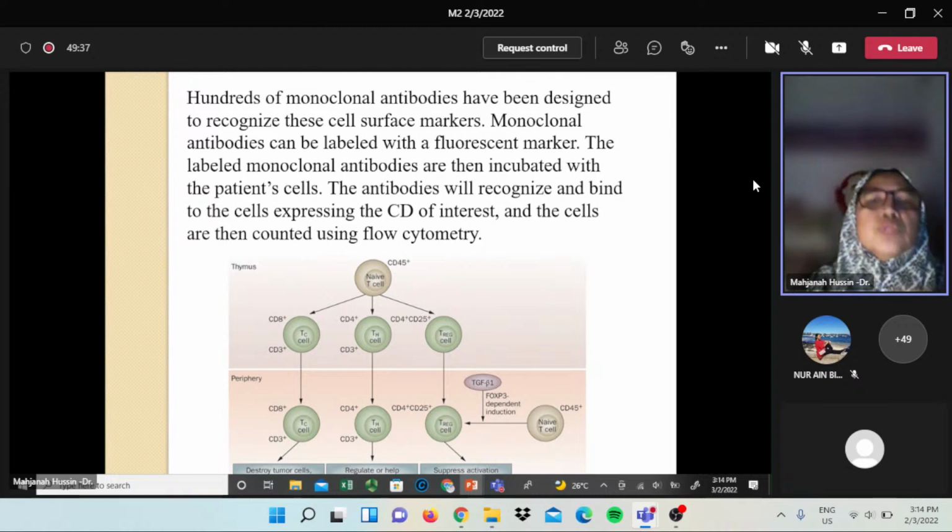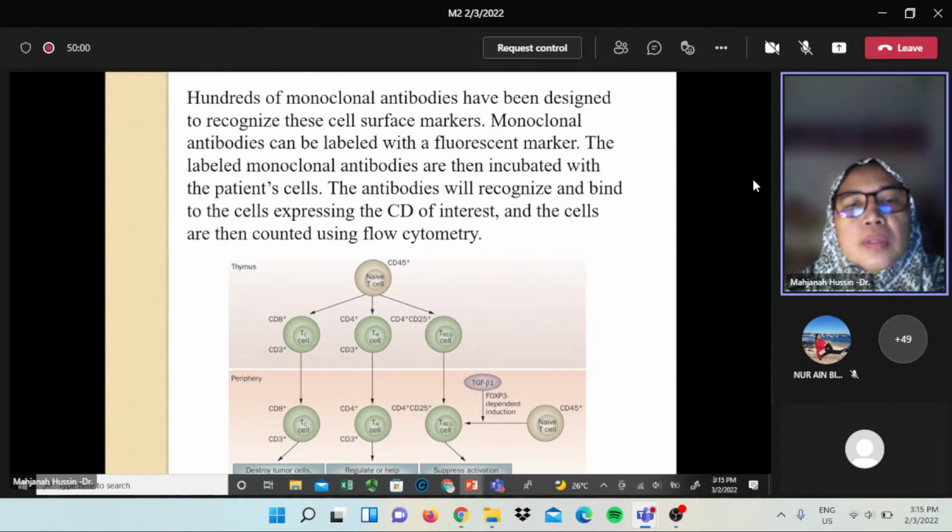Flow cytometry is when the cell is measured cell by cell. Okay, one single cell will be measured, and then it will fluoresce. CD48 goes here, CD49 goes here. Every single cell will be separated.